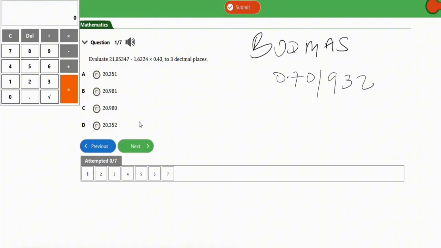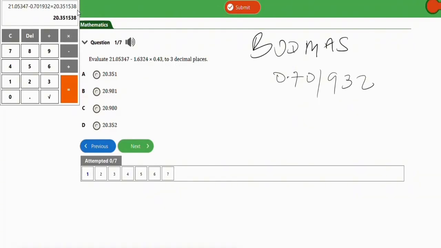Okay. So right now, let's subtract this value from 21.05347. So it's going to be 21.05347 minus 0.701932. So let's check the output. We have it to be 20.351538. So right now we have to round this up to leave our answer to three decimal places.